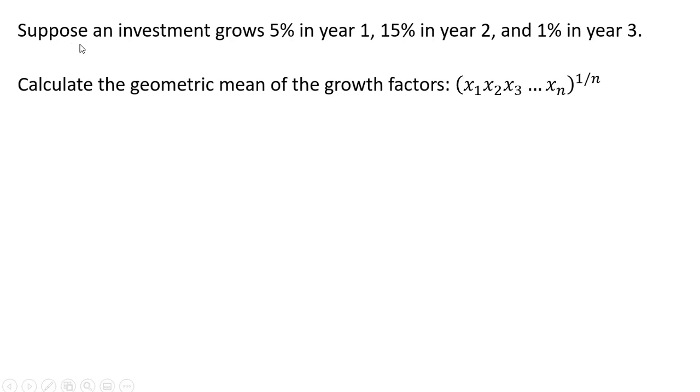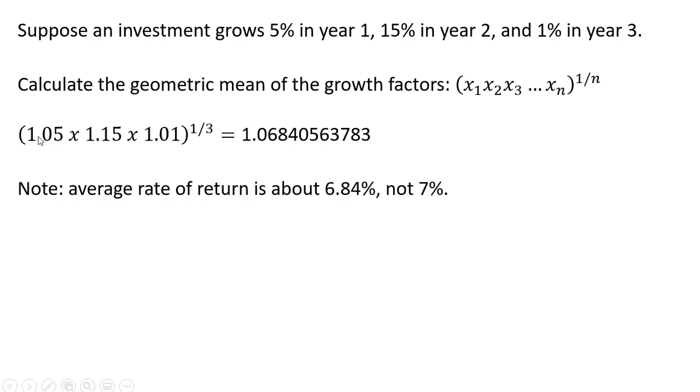Going back to our original problem now, let's incorporate the geometric mean. Suppose an investment grows, again, 5% in year 1, 15% in year 2, and 1% in year 3. Let's calculate the geometric mean of the growth factors. And here's the general formula for the geometric mean. It's going to be observation 1 times observation 2 times observation 3, all the way multiplied up to observation n, and n just represents the number of observations, so it's raised to the power of 1 divided by n.